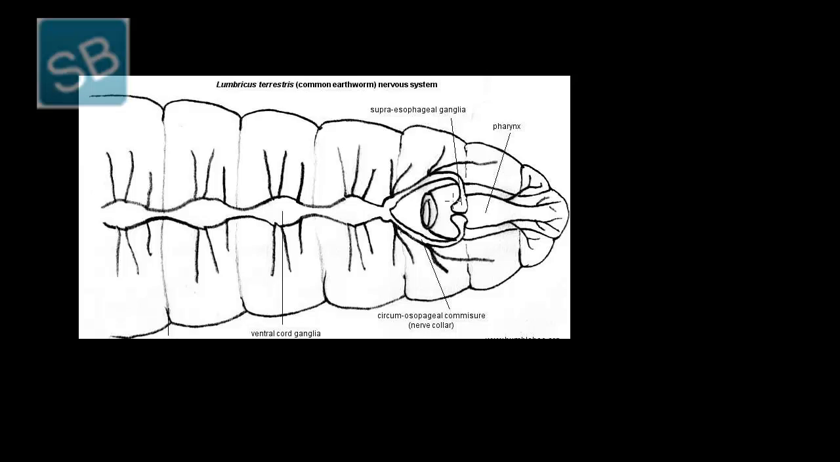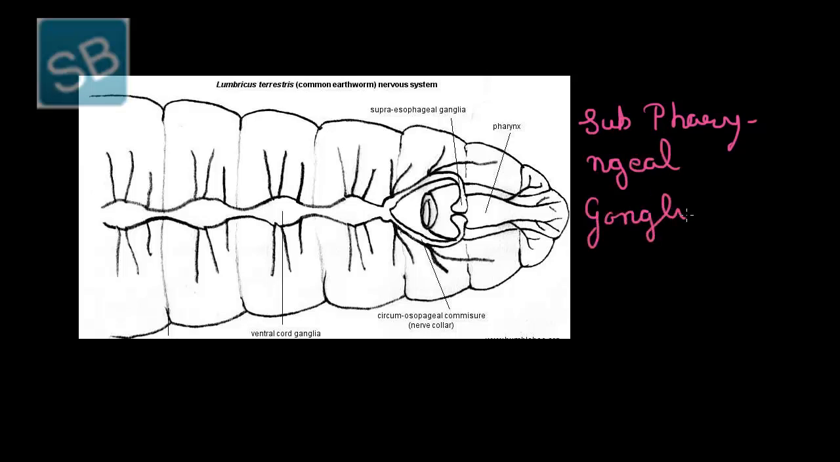At the dorsal side of the pharynx, there is another pair of ganglia known as supraesophageal ganglia, which is found in the third segment. Then another pair of ganglia, known as subpharyngeal ganglia, is found at the posterior part of the ventral side of the third segment, that is this portion.